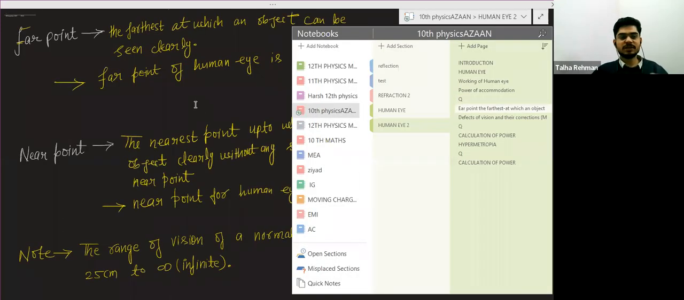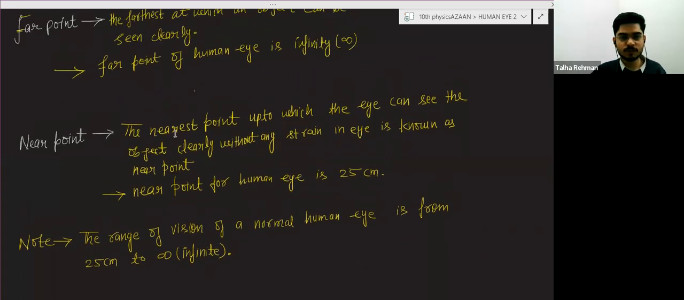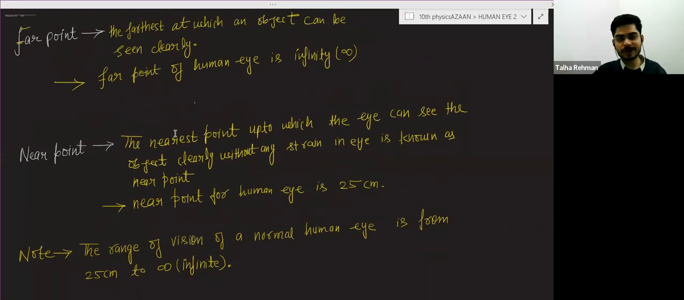We will now discuss what is far point, what is near point. Far point of an eye is the farthest distance at which the object can be seen clearly. Far point of the human eye is basically infinity. So our eye is able to see till infinity. Sun is at infinity, so we can see the sun. Near point is the nearest point up to which our eye can see the object clearly without any strain.